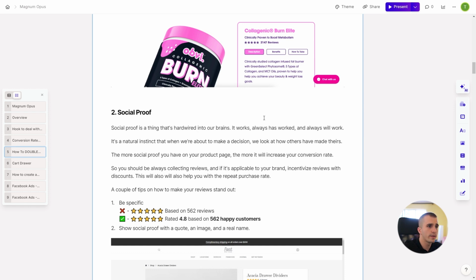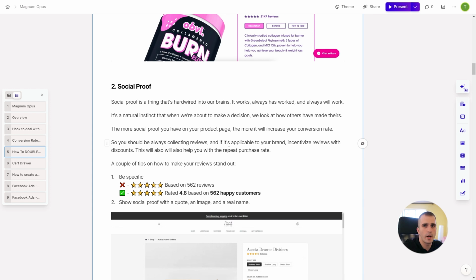So social proof is a thing that's hardwired into our brains. It works, always has worked, and always will work. It's a natural instinct that when we're about to make a decision, we look at how others have made their decisions. There's no need to explain more on this. Whenever you want to buy something or make a decision, you look at your peers and try to see how they have reacted, so you can make a more efficient decision. That's why the social proof works, right?